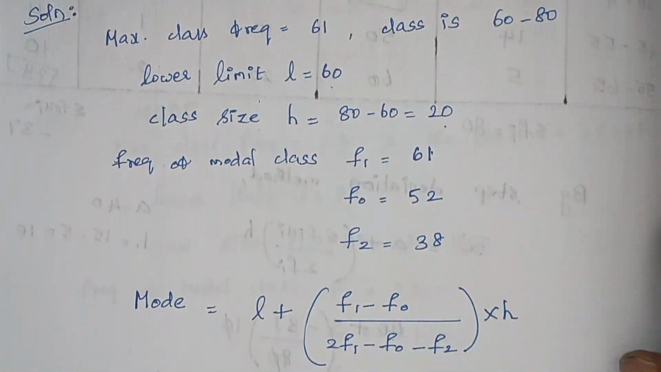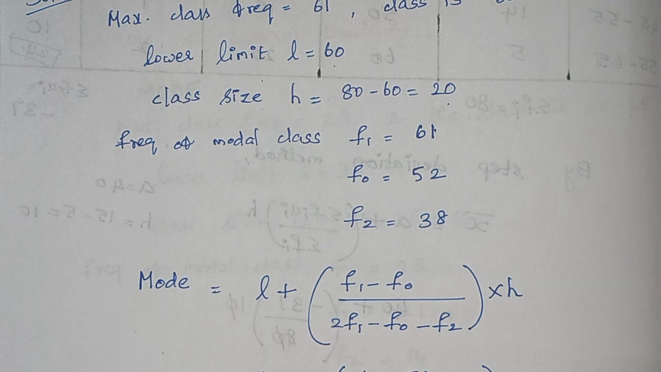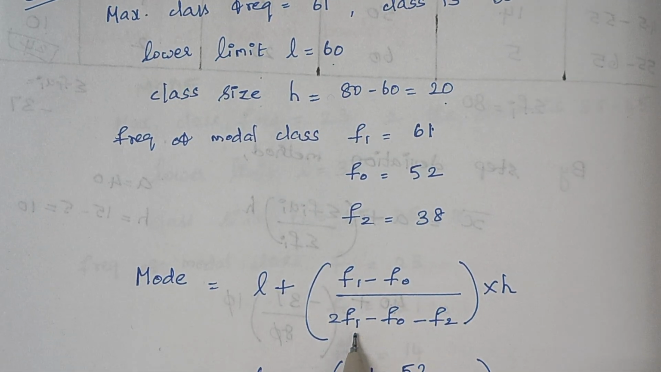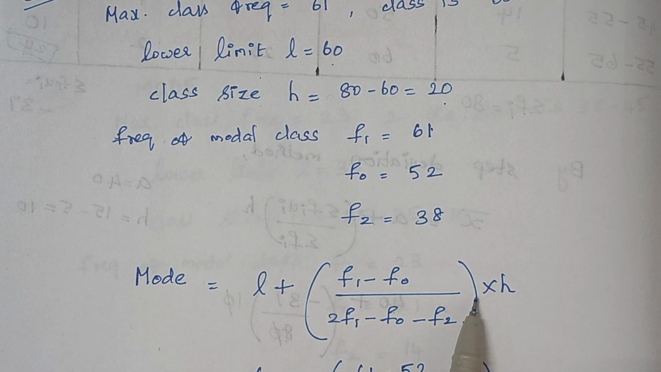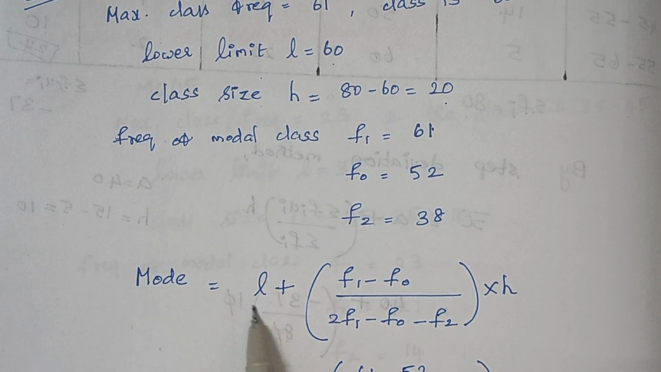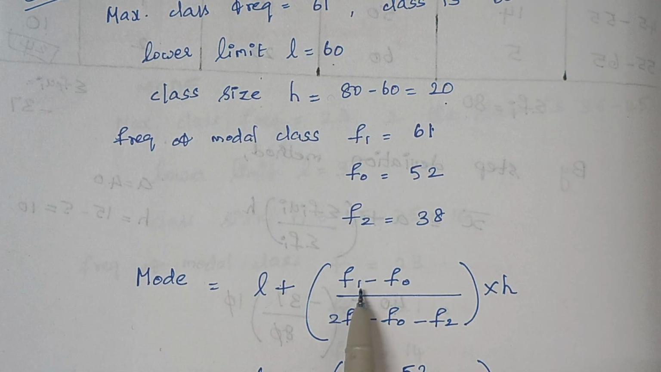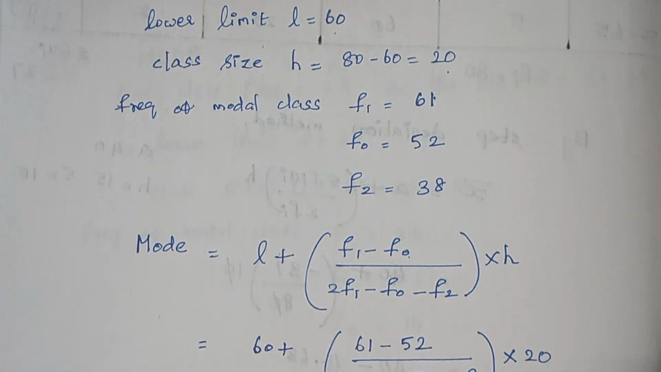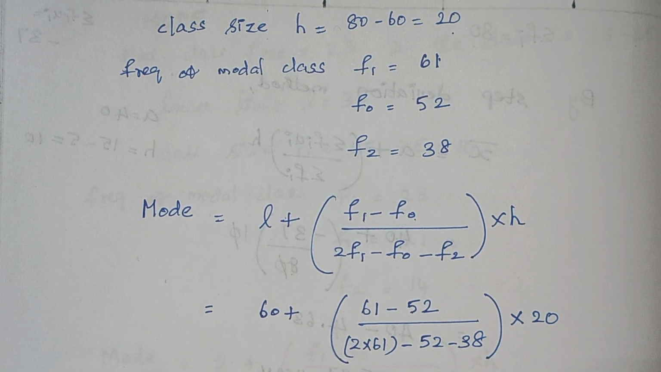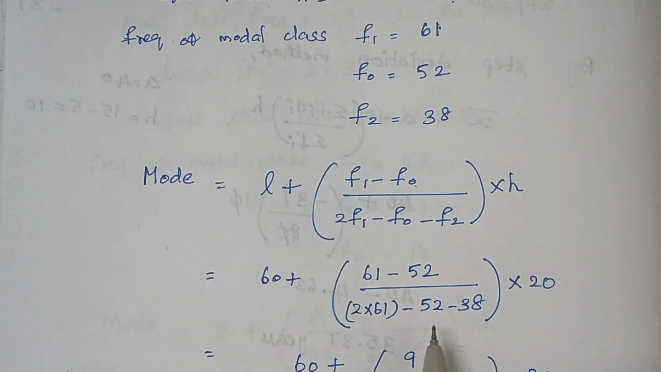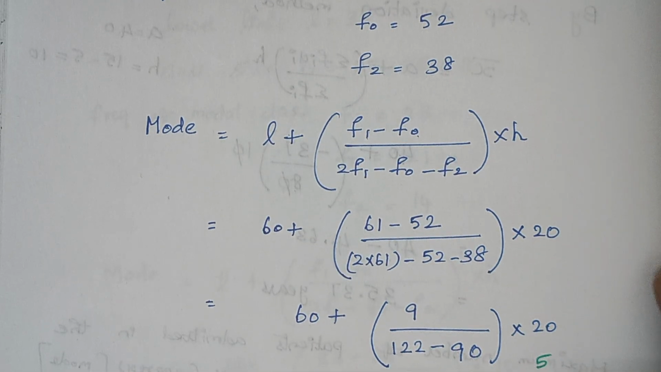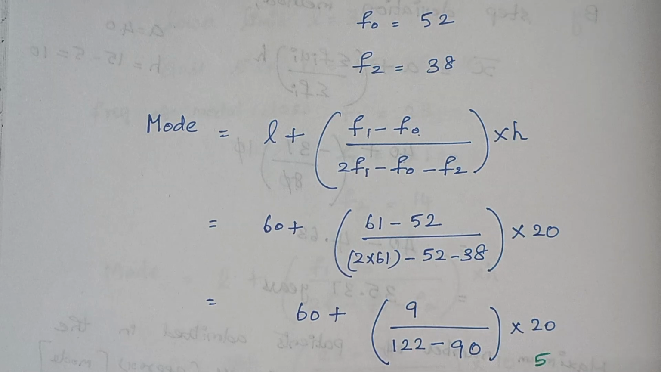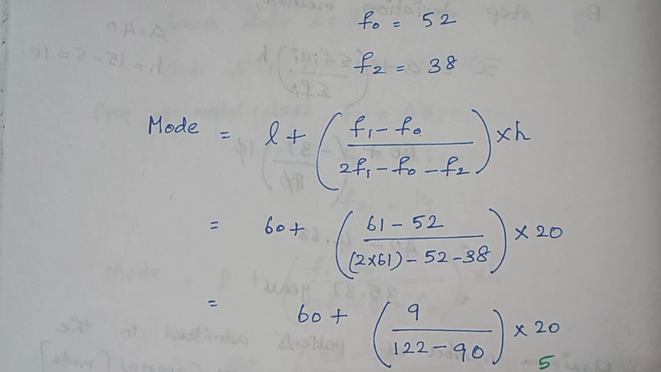So next we have to substitute in the formula. L plus F1 minus F0 divided by 2F1 minus F0 minus F2, into H. So here the value of L is 60. We know the value of F1 as well as F0 and F2. So just substitute, and the value of H is 20. So here again you see 2 into 61 gives you 122, and when you add 52 and 38 the answer is 90. So 122 minus 90.